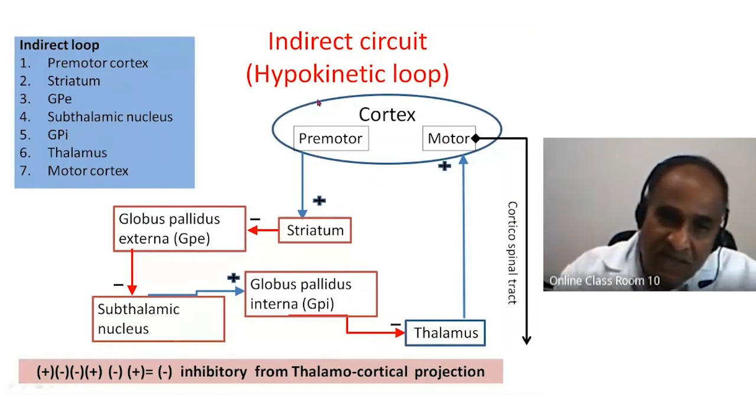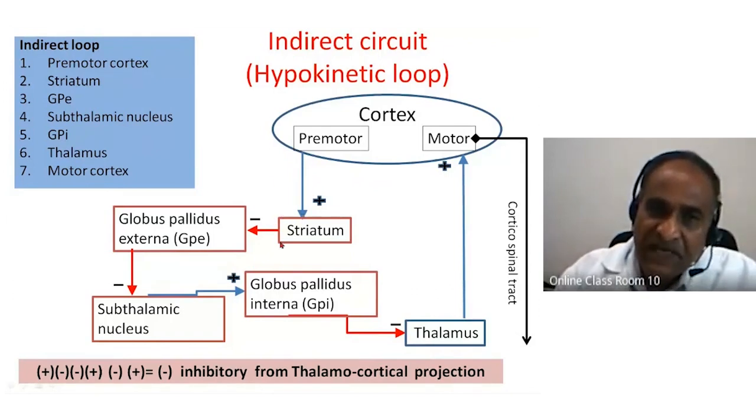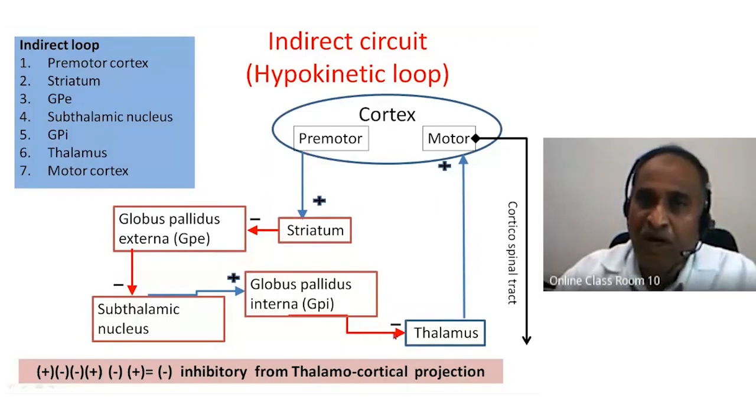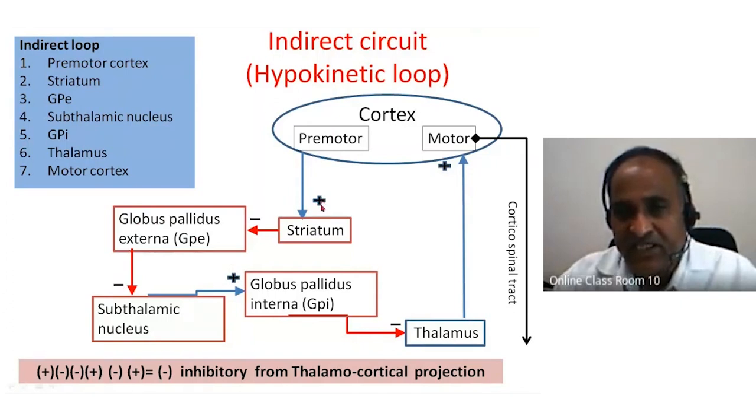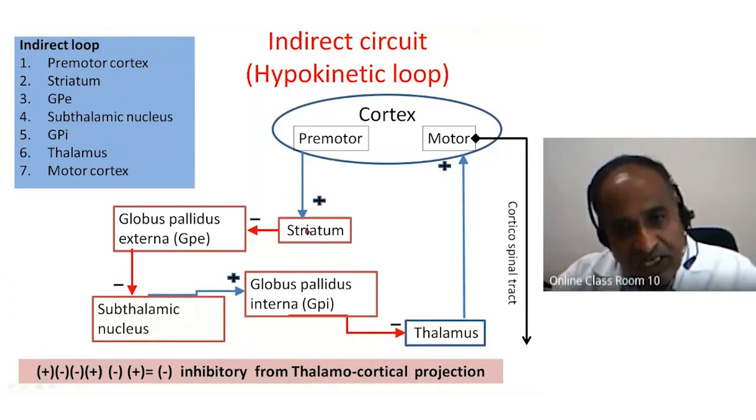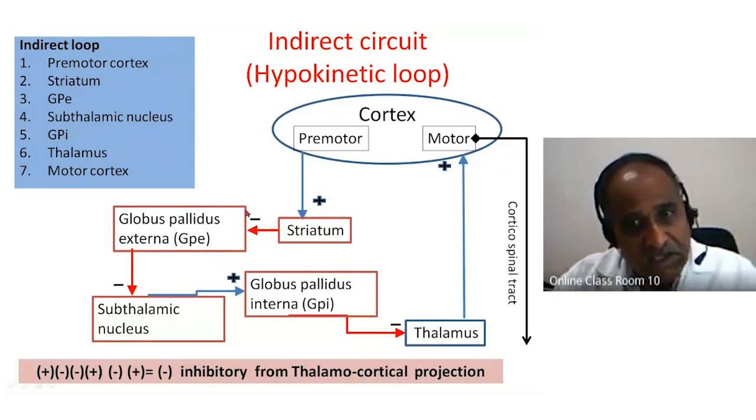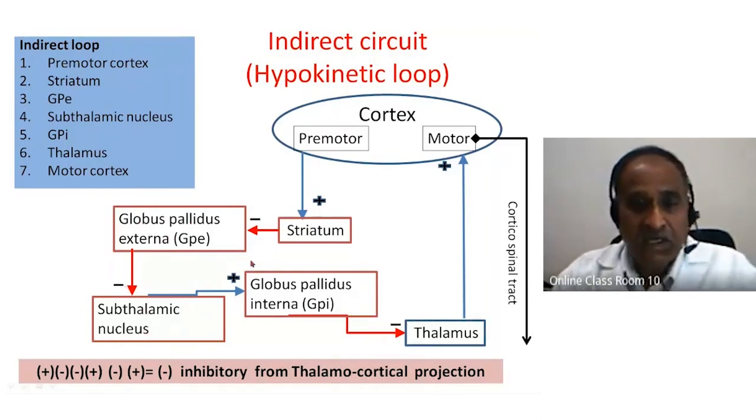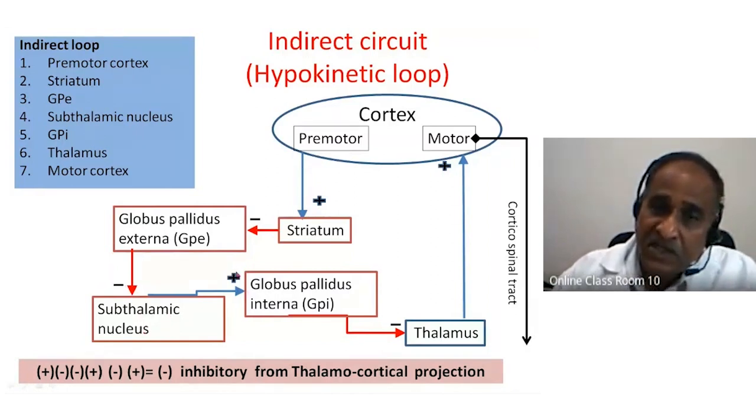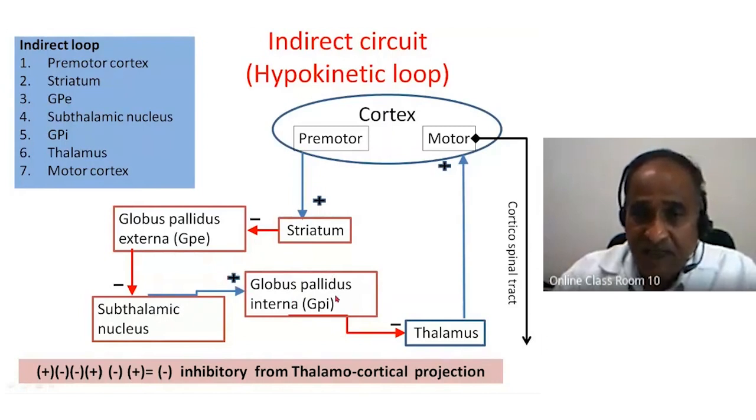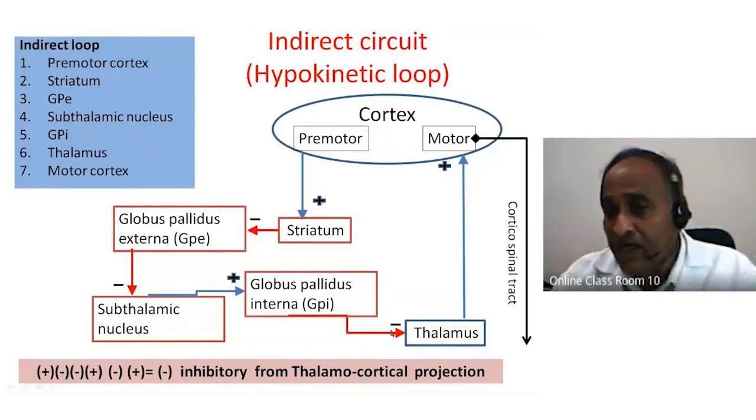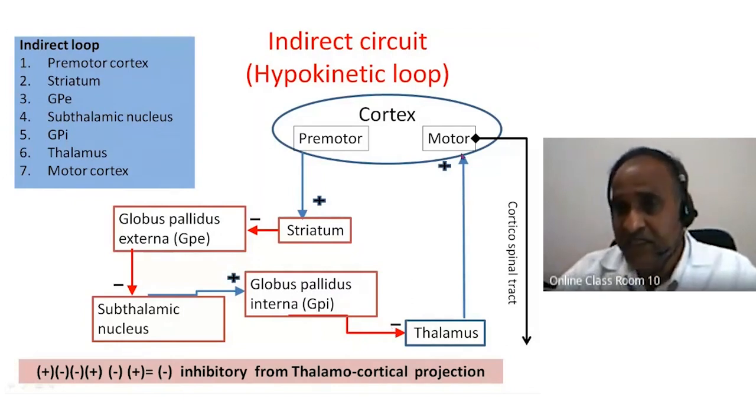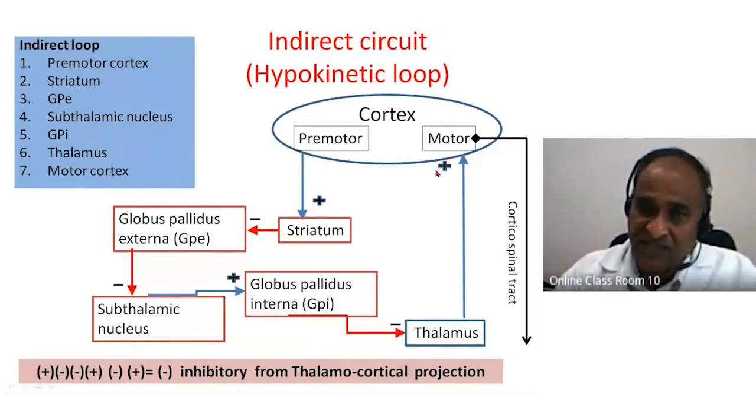Now, if we look into the mathematics of this particular loop or circuit, you see that it is excitatory here. Then the striatum to globus pallidus externa is inhibitory, GABAergic. Then globus pallidus externa to subthalamic nucleus is inhibitory. And from the subthalamic nucleus to globus pallidus interna is excitatory. And globus pallidus interna to thalamus is inhibitory. And then again, the thalamocortical projection is excitatory.